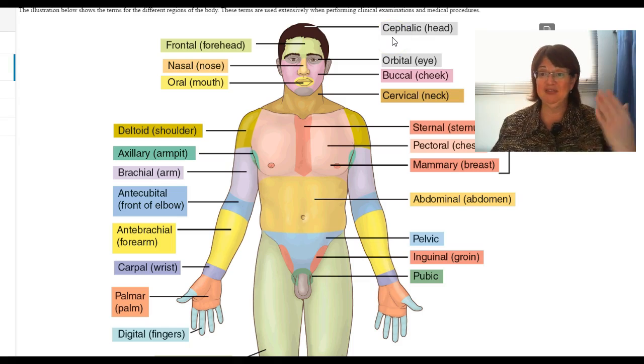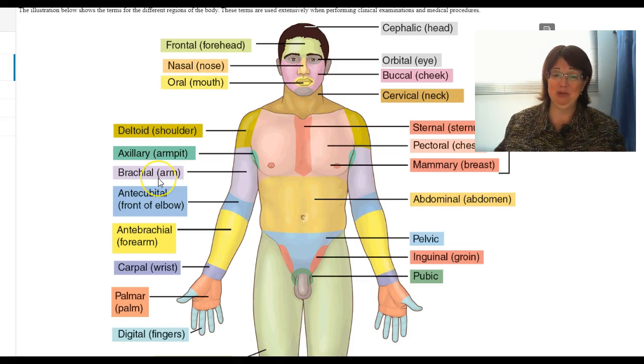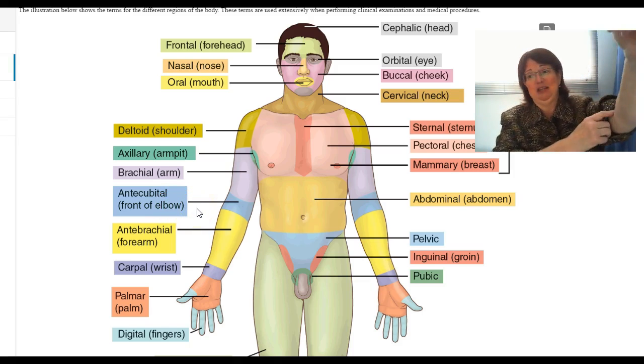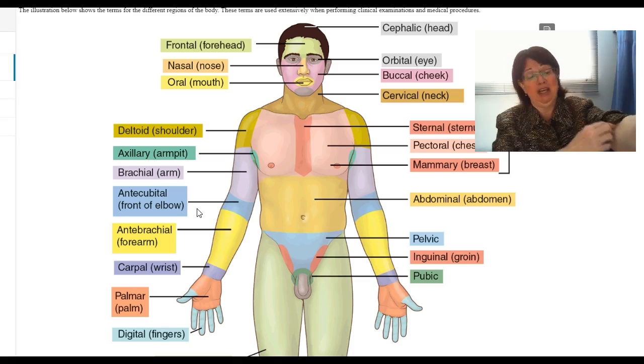So you've got your cephalic, which is your head. Your cephalic artery is the artery that goes to your head. That's all I can think of. Your frontal, this is your frontal bone. Nasal, oral, deltoid, axillary, brachial. Then you've got your antebrachial. So your brachial is the top of your arm. Your antebrachial is the bottom of your arm. And then you have your cubital fossa and your antecubital. So your antecubital fossa is this little dip here. And that will become quite important because a lot of injections are given in your ACF, your antecubital fossa.